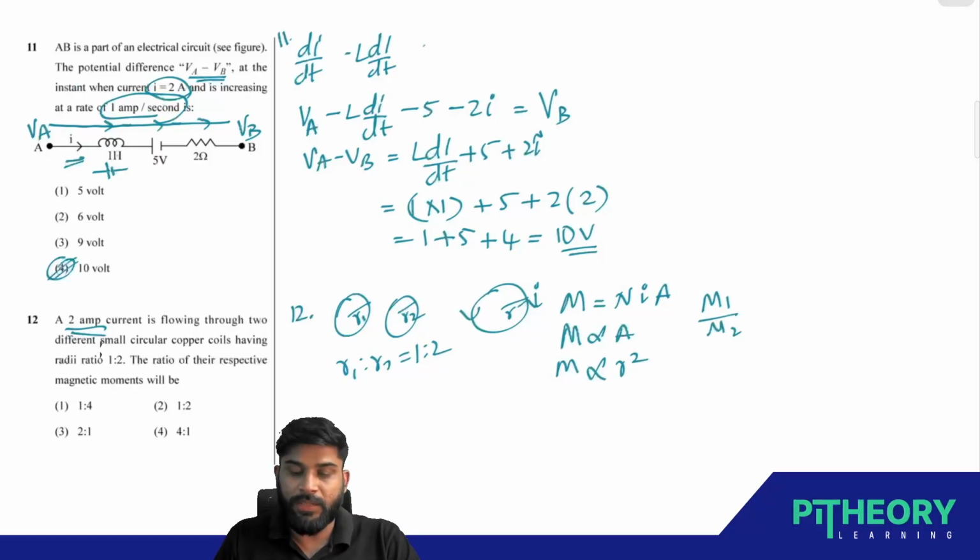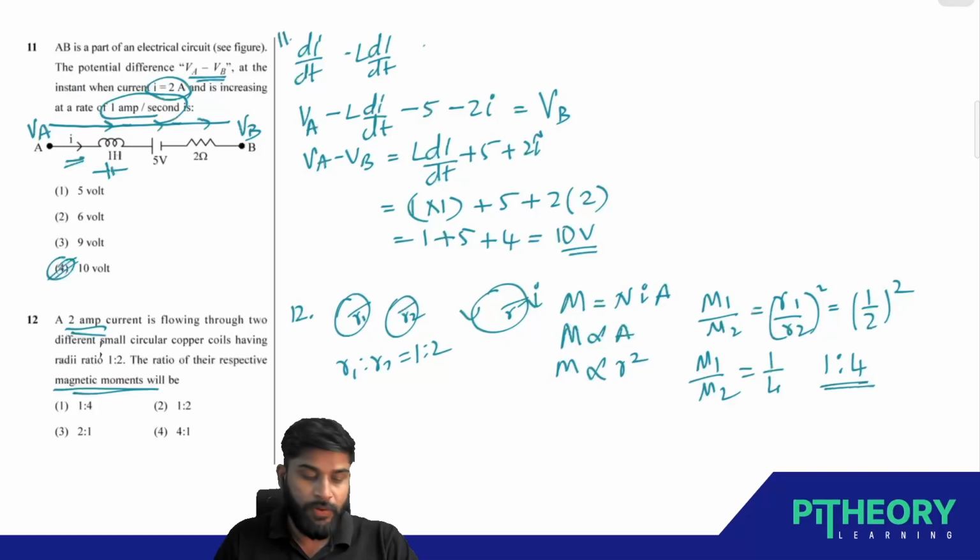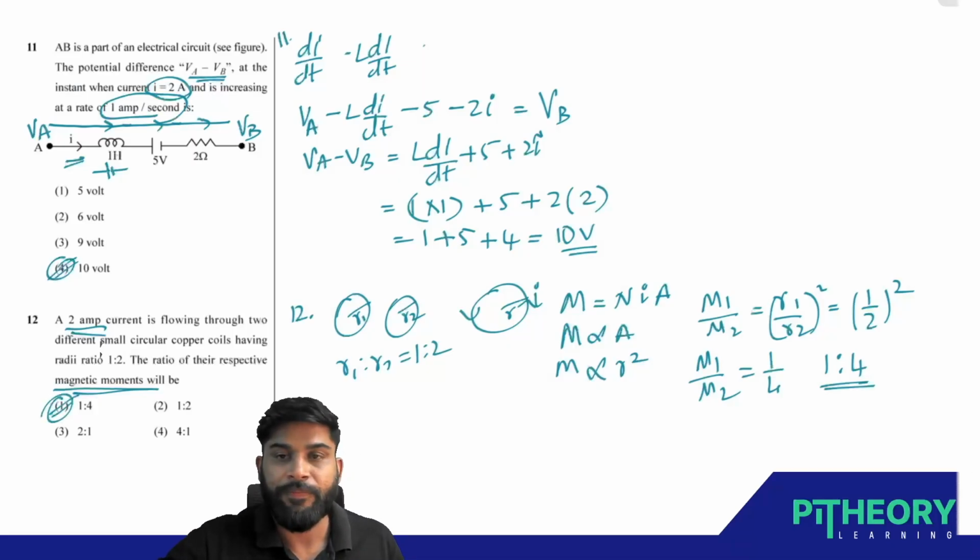So very easily we can write M1 by M2. Their respective magnetic moments is what we need to find. So M1 by M2 is nothing but R1 by R2 the whole square. R1 by R2 is nothing but 1 by 2, so 1 by 2 whole square. So you get M1 by M2 equal to 1 by 4. The answer is 1 is to 4. So option 1 itself is the answer that you'll be getting here.